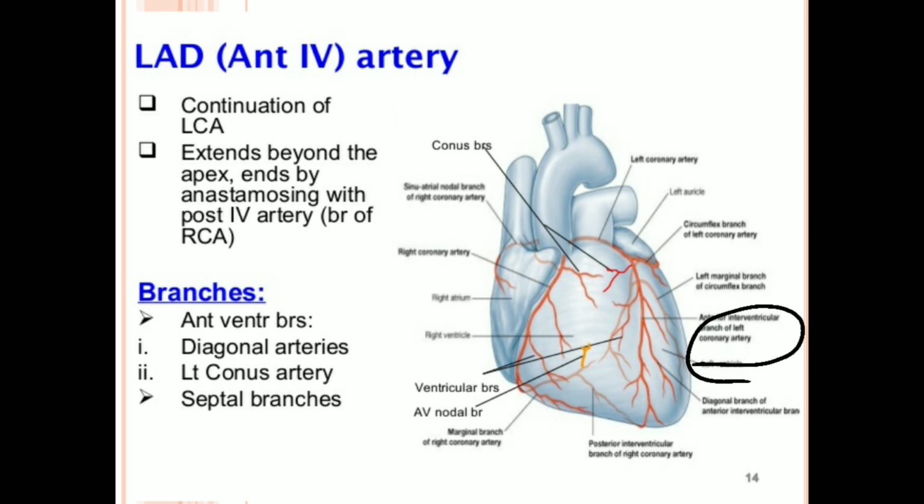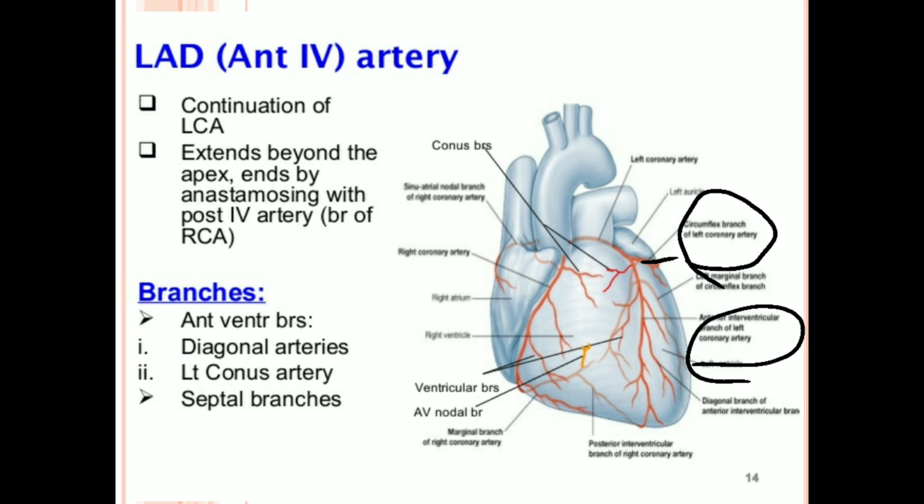Next we look into the next branch, called the circumflex branch of the left coronary artery. The artery traverses the left anterior coronary sulcus and then curves round the left border of the heart. It partly runs in the left posterior coronary sulcus. It terminates with the terminal branch of the right coronary artery. You can see the artery running here and reaching behind the heart.